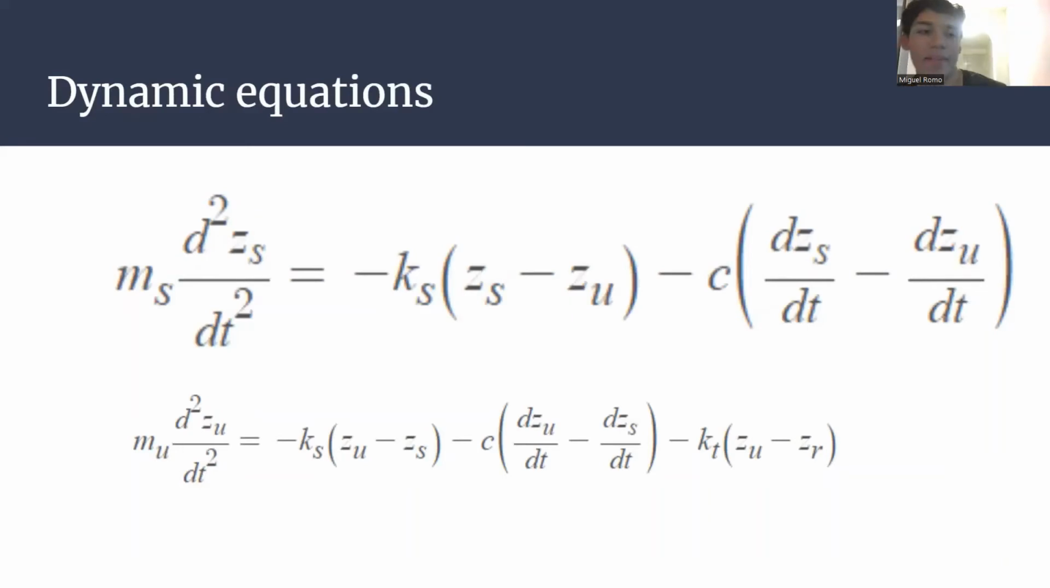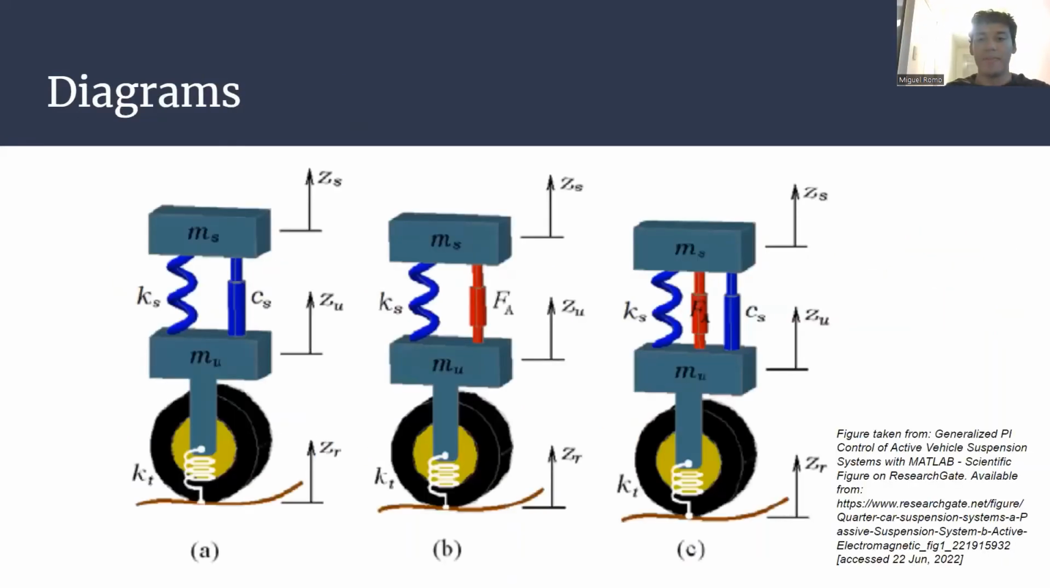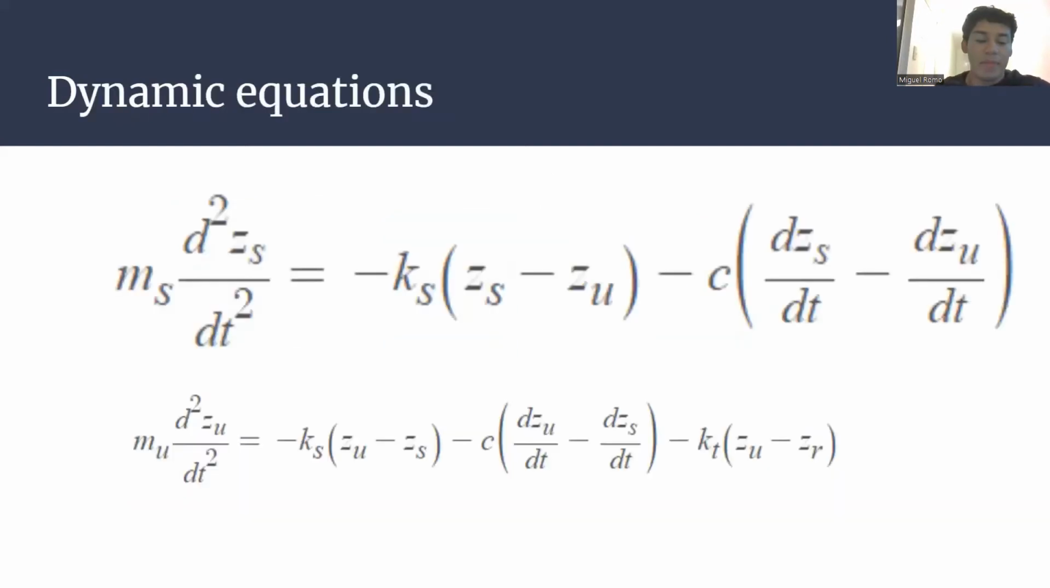Now here we have the dynamic equations. These dynamic equations were taken from this. Based on Newton's third law, we derived these equations. Ms is the sprung mass, the upper mass, the chassis of the vehicle, and mu is the lower part of the vehicle, so it's only the wheel.